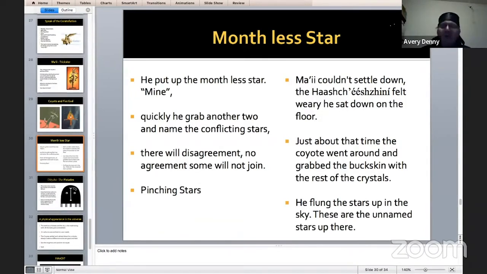"It's taking too much time. Just do this." So all those crystals just lit up and then popped up into the sky. They say that a lot of these stars up there have no names.